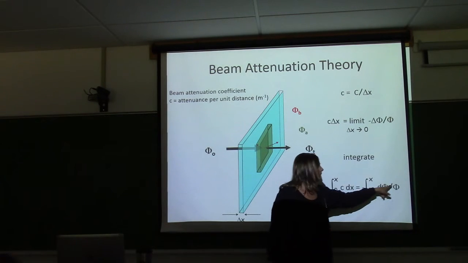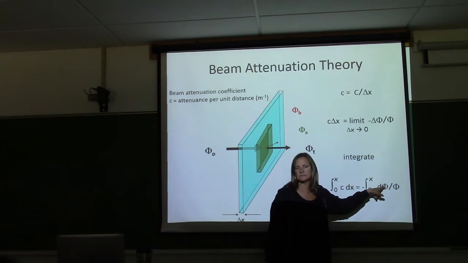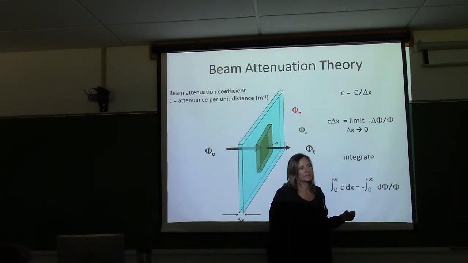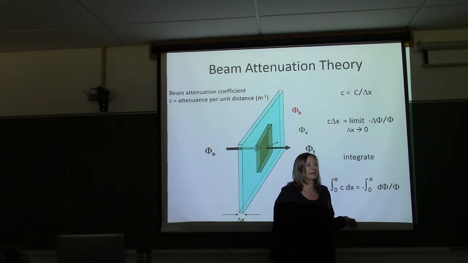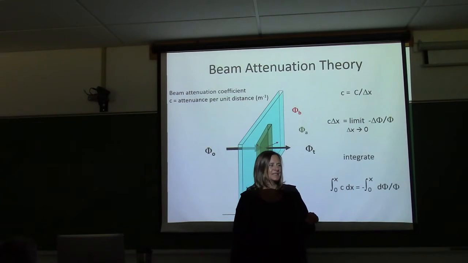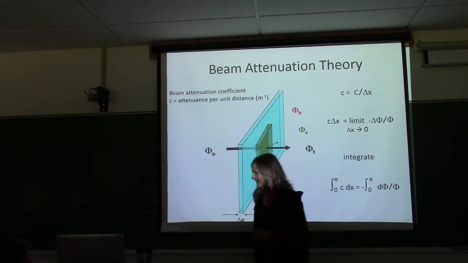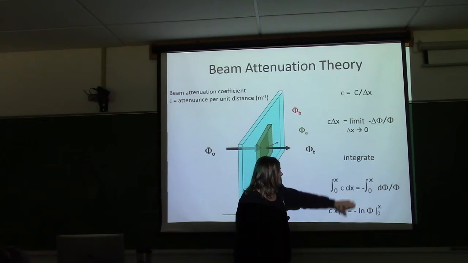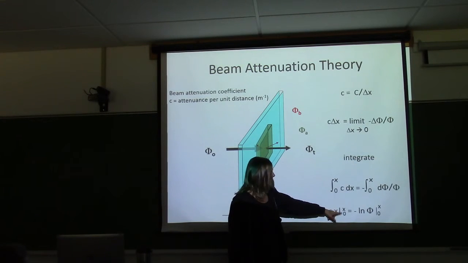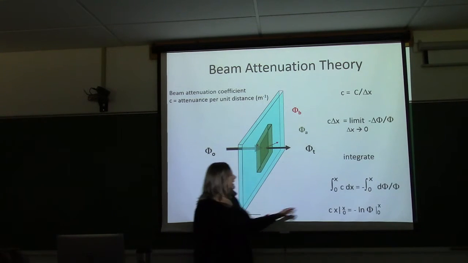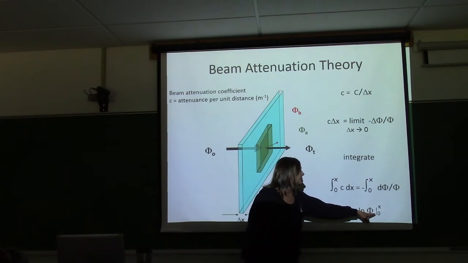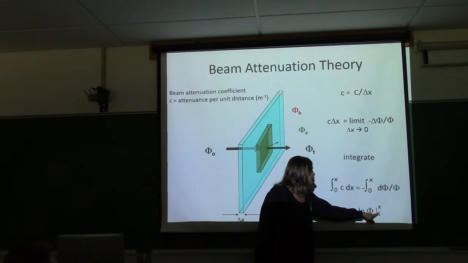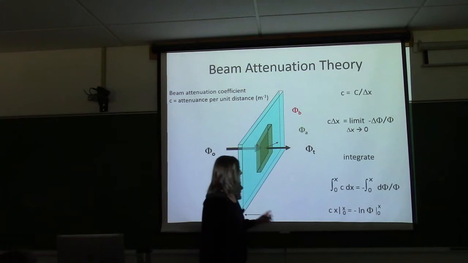So what's 1 over phi d phi? Does anyone remember what that integral is? I always look it up. But I looked it up before I came. What? Did you have an idea? It's log. Very good. So when we integrate this, of course, the integral of c dx is cx, evaluated from 0 to x. And this is the natural log of phi integrated from the incident on one side of the layer to what the phi is on the other side of the layer.